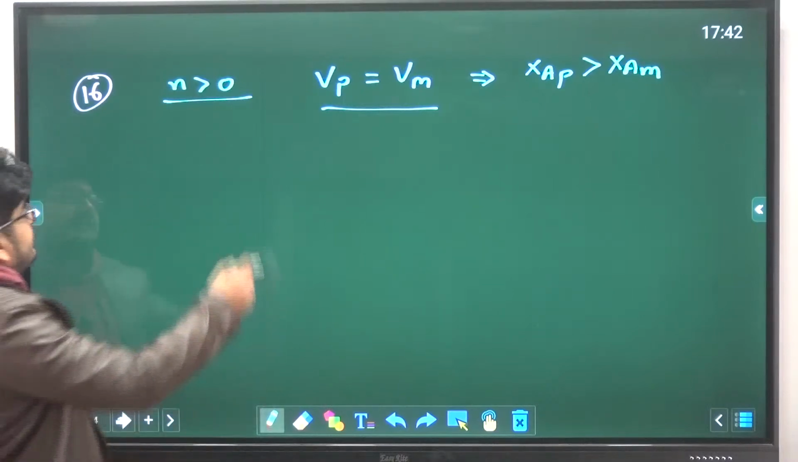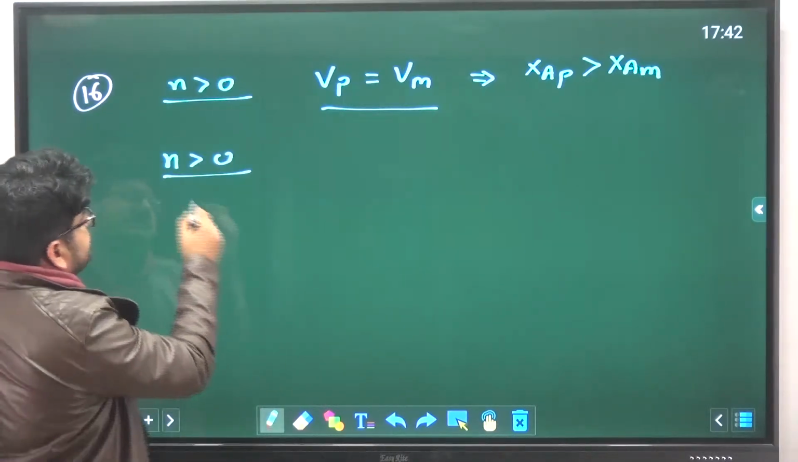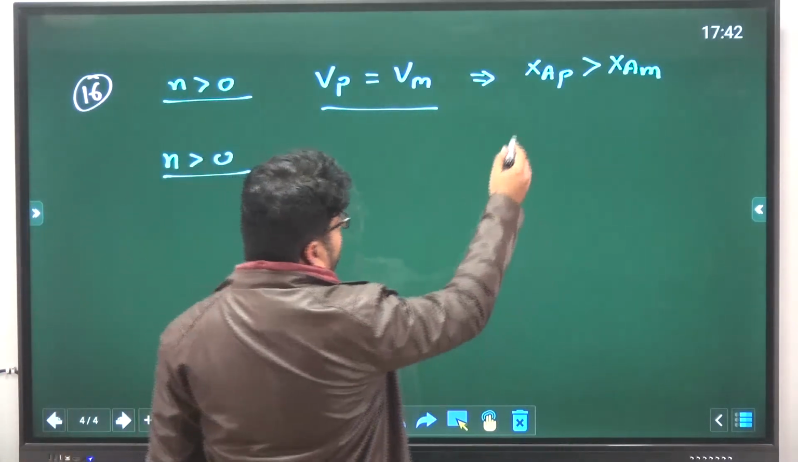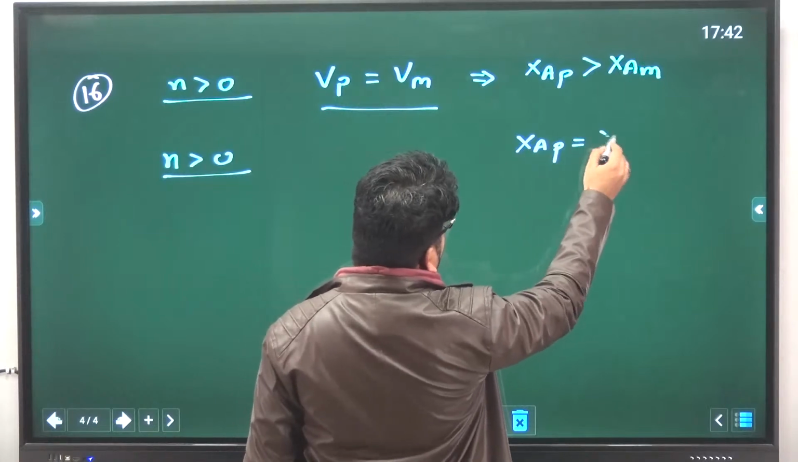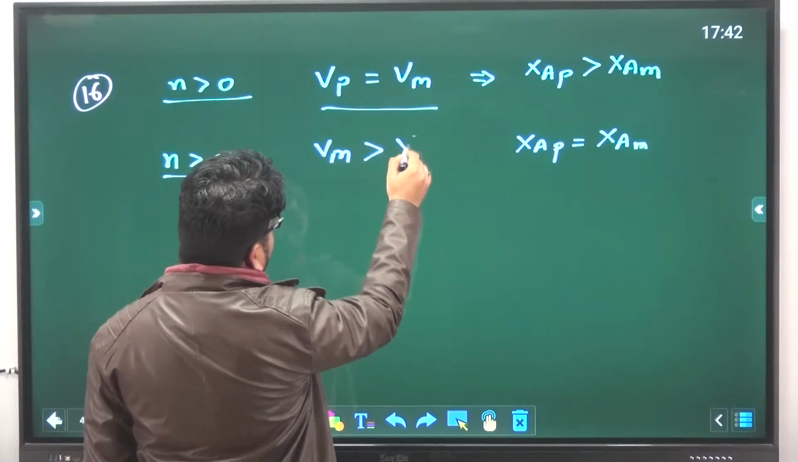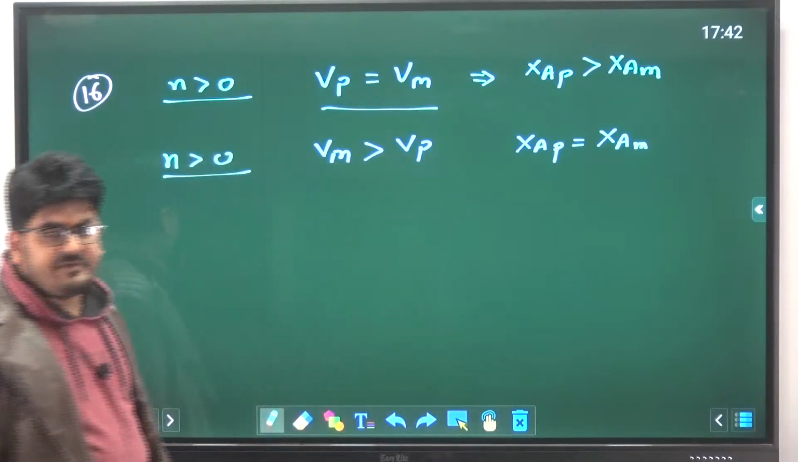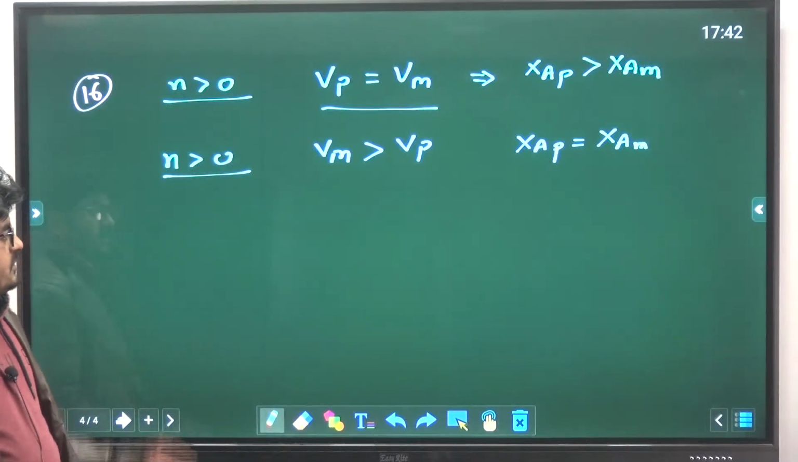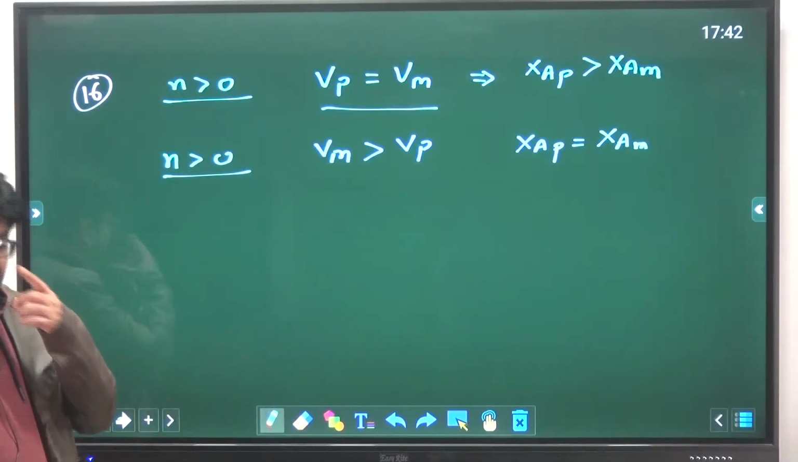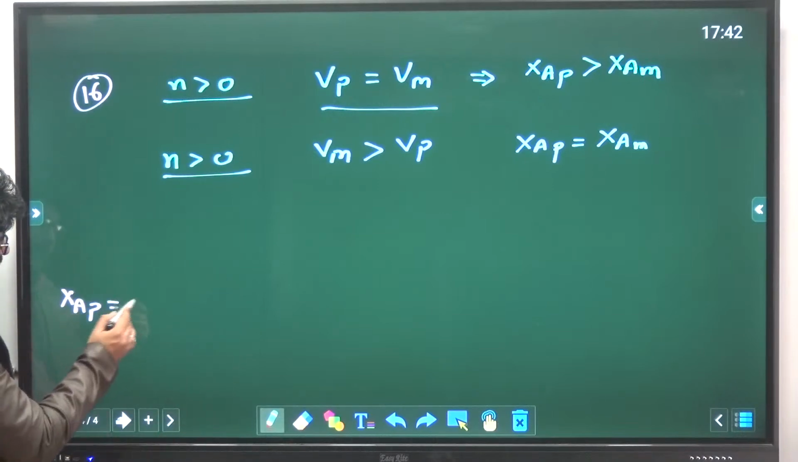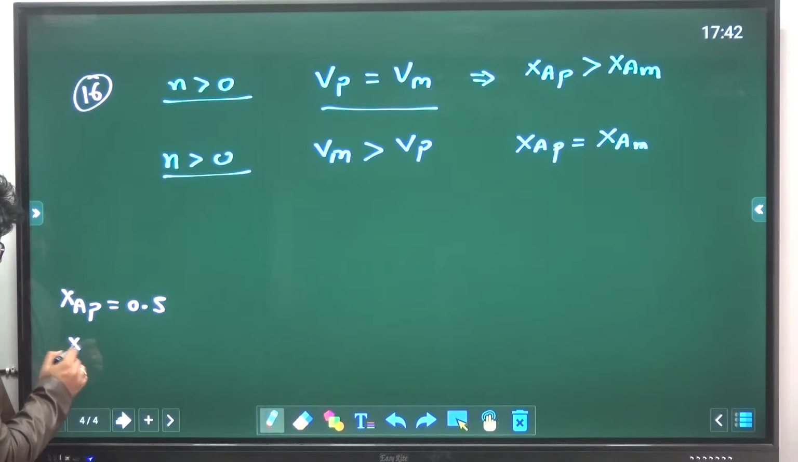Okay, and similarly for positive order reactions, if you talk about the volume for same conversion, then volume required by MFR will be greater than that required by PFR. Simple. Okay, so like in this question, PFR gives 50% conversion. So what will be the conversion of MFR? That's what they are asking.